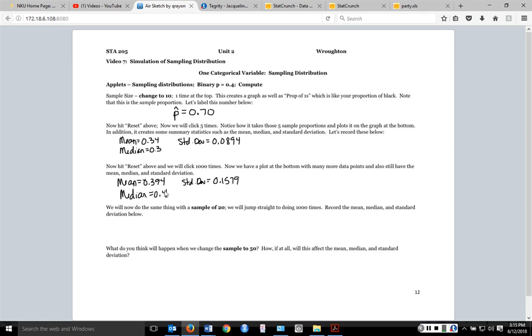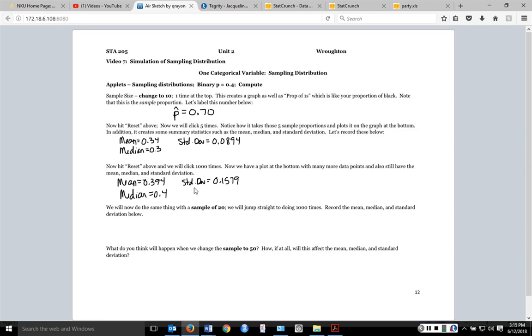Now what you'll notice is my mean and median here, now that I've done this 1,000 times, is really close, or the median is exact, to what my population value is. Right, so there was 40% black beads in my big bin. On average, when I pulled these 10 beads out each time, I got about 39.4% black beads. My median was 40% black beads. So that's some good news, right? Those numbers are pretty close to what I'm getting.